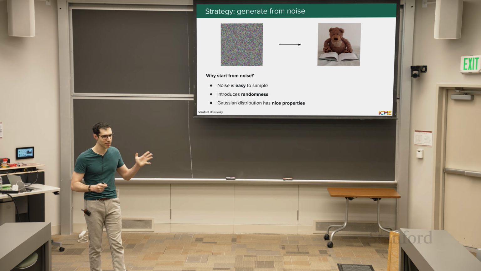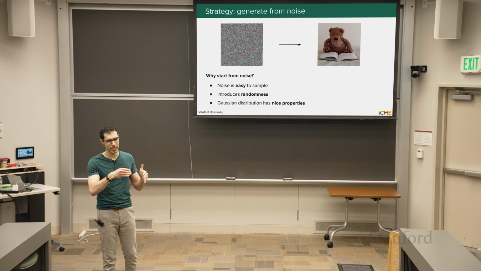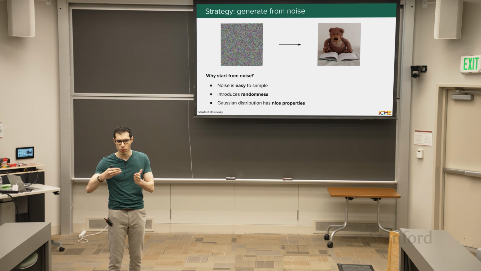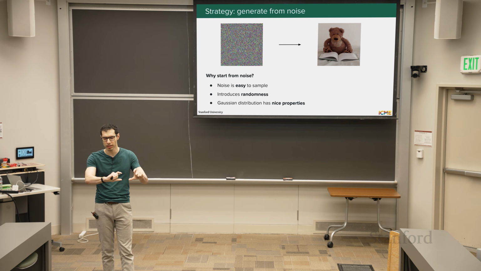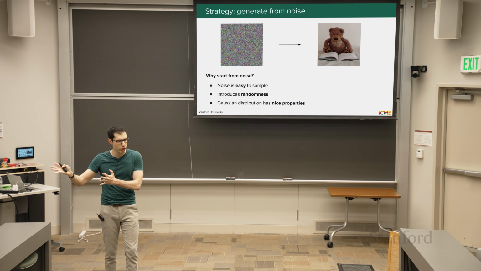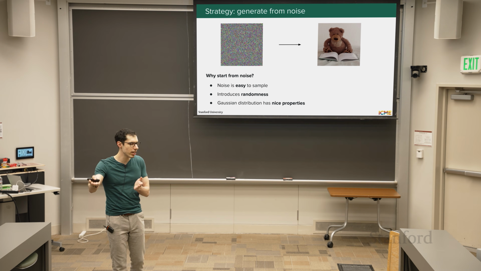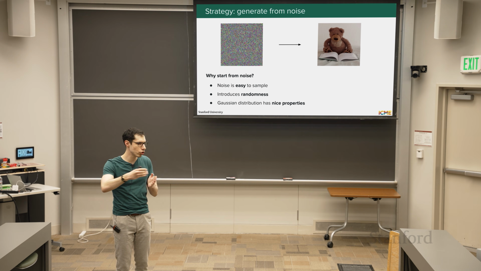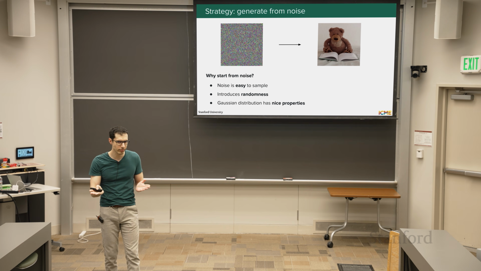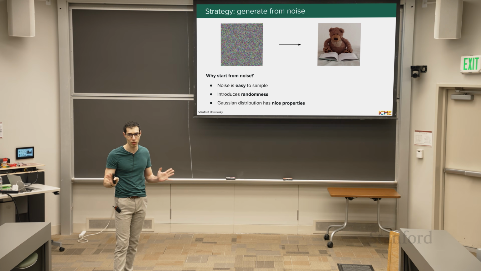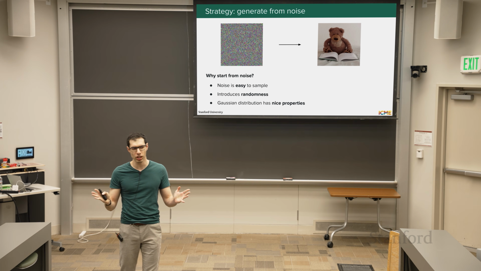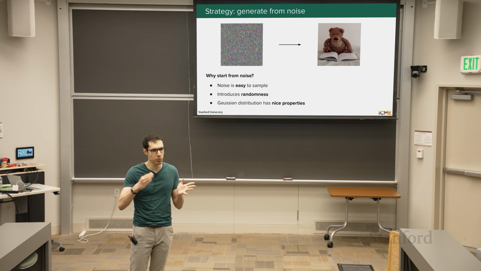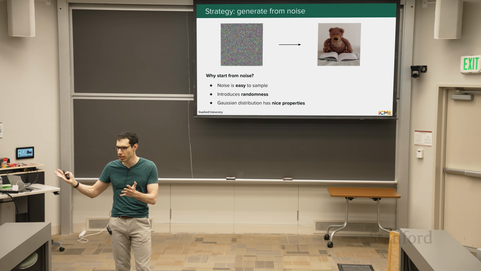The second thing is noise has some randomness that allows you to generate different images. So even if you have a condition, if you start from noise that is different from another generation, you will be able to end up with a different end image just because the starting point is different. There's a second reason. It introduces some randomness.